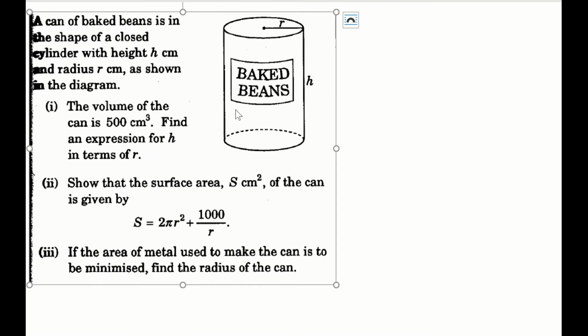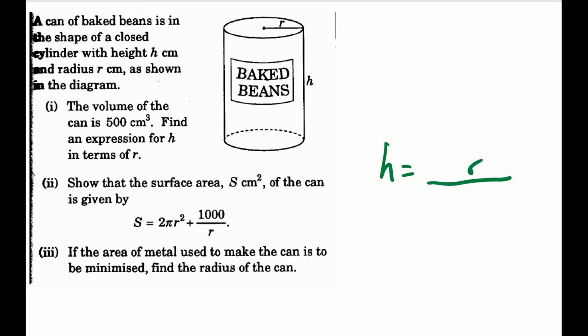So part 1 is not the show part, it's not the application part. They just want you to find an expression for h in terms of r, which means we want h equals something with r in it. So straight away, I'm going to think about the fact that they said the volume is equal to 500. What is the volume of a cylinder? It's the area times the height, which is pi r squared h. Therefore 500 is equal to pi r squared h.